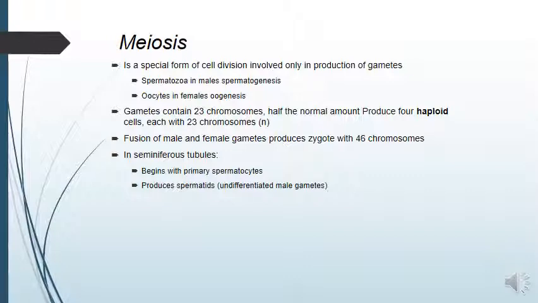Remember that the gametes contain 23 chromosomes, half the normal amount. And also remember that during the process of spermatogenesis and oogenesis, 4 haploid cells, each with 23 chromosomes, are produced. And the fusion of the male and the female gametes produces a zygote with 46 chromosomes. If we look at the male first, we see that in the seminiferous tubules, meiosis begins with the primary spermatocytes, and in the end, it produces the spermatids, which are undifferentiated male gametes.